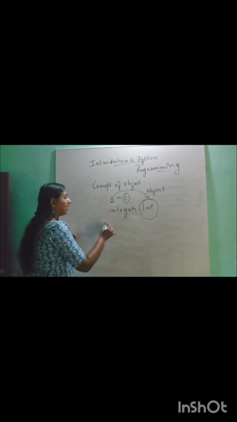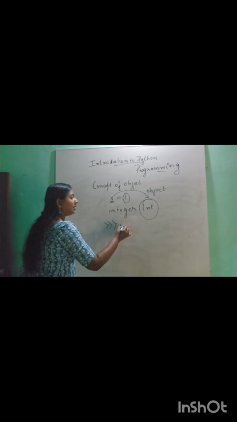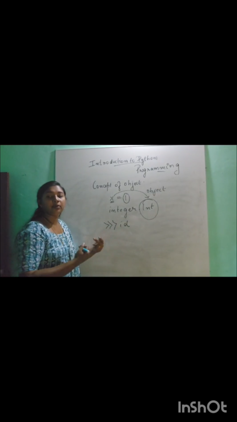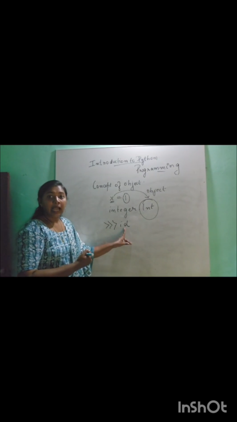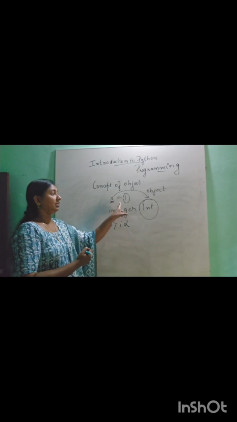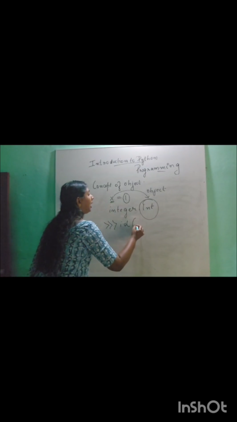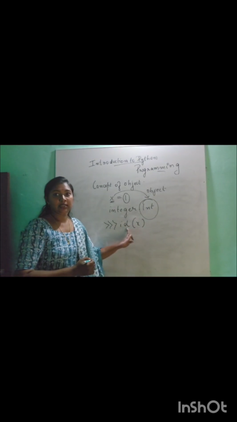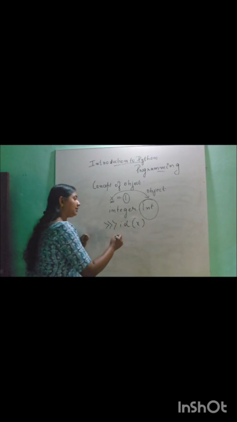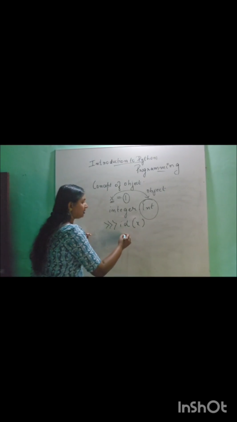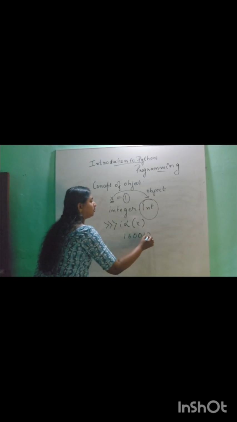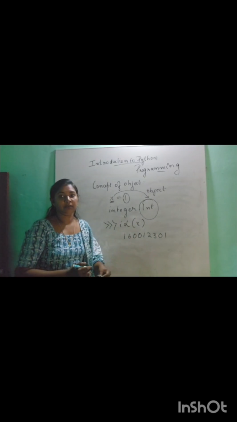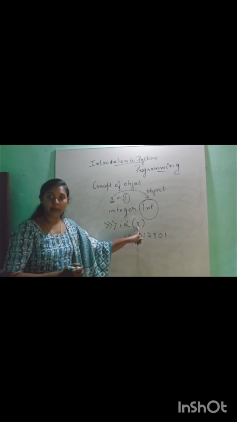How do we get this ID? There is a built-in function called id that returns the ID, or the memory location where this variable exists. So when we execute the statement id(x), we get the output as some memory location, maybe 1600123001. This is a memory location in the computer where the variable x is stored.